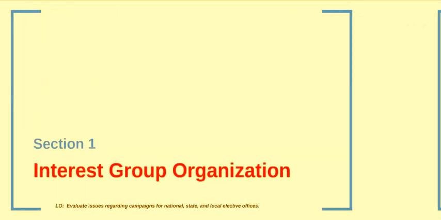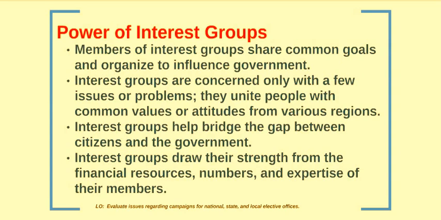Interest group organization. The power of interest groups. Members of interest groups share common goals and organize to influence government. Interest groups are concerned only with a few issues or problems. They unite people with common values or attitudes from various regions. Interest groups help bridge the gap between citizens and the government. Interest groups draw their strength from their financial resources, numbers, and expertise of their members.